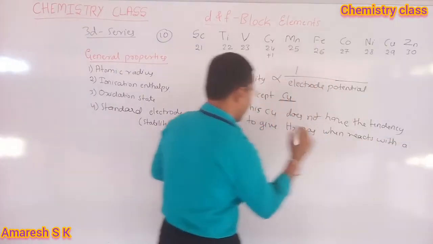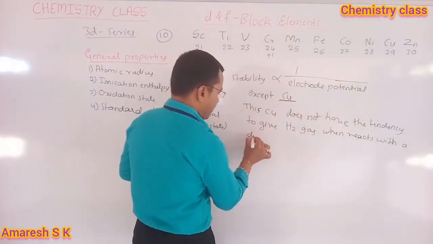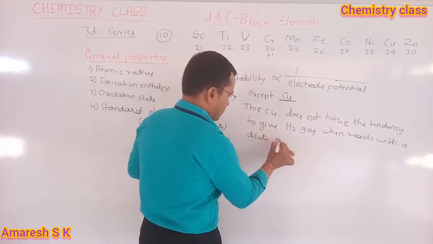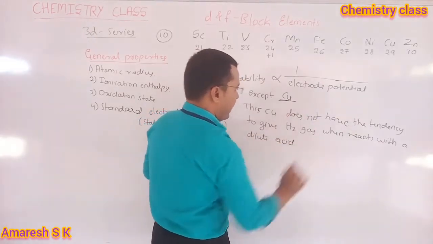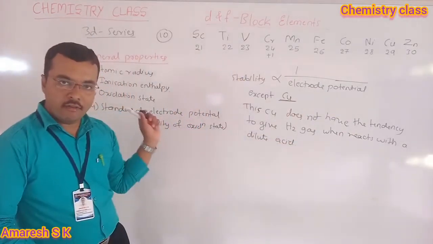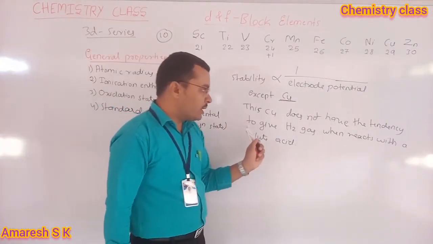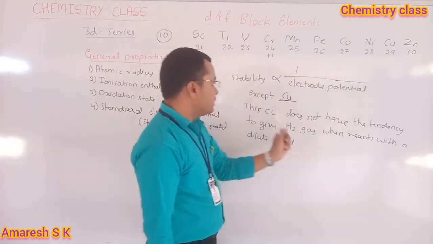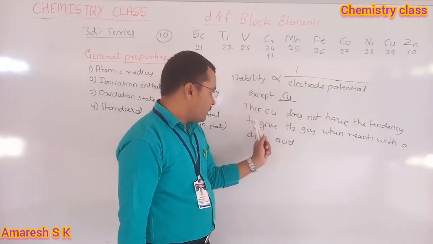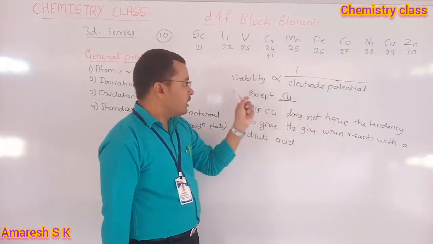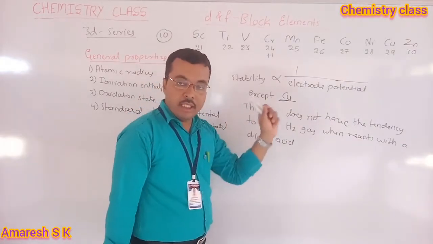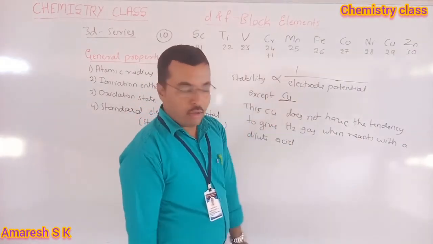dilute acid. Whenever it reacts with a dilute acid, it does not have the tendency to liberate the hydrogen gas. Hence, this copper has more stability and lesser electrode potential.